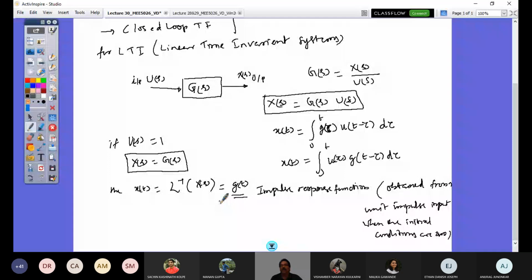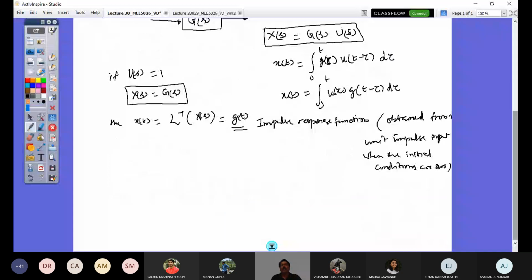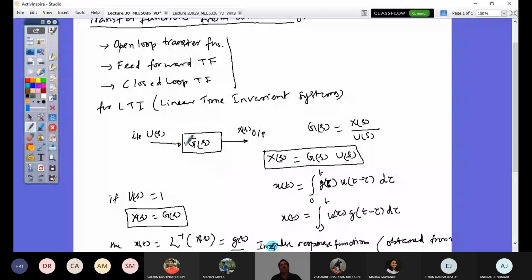So for that, let us look at this. Now, this is how it appears: an open loop. There is no loop. Whatever input you give, you get an output, and there is a system. The entire system is represented by a transfer function. So you can call this an open loop transfer function, right?